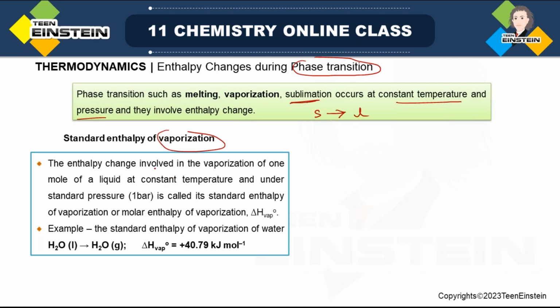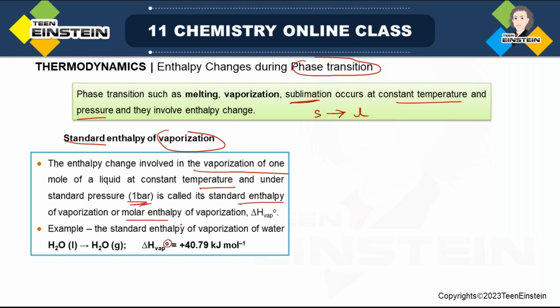So for vaporization, obviously there will be some enthalpy change involved, but it is not just for any quantity. The quantity is fixed. Temperature, pressure, there are some fixed values. When you can maintain all this, then only you can use the term standard enthalpy. Suppose you are not maintaining this pressure, then we cannot set a standard enthalpy of vaporization. The enthalpy change involved in the vaporization of 1 mole of liquid, and this 1 mole quantity is also important, at constant temperature under standard pressure is called standard enthalpy of vaporization.